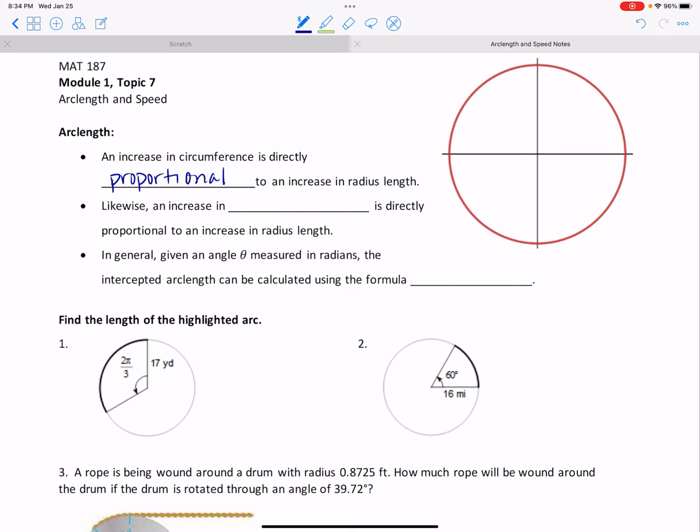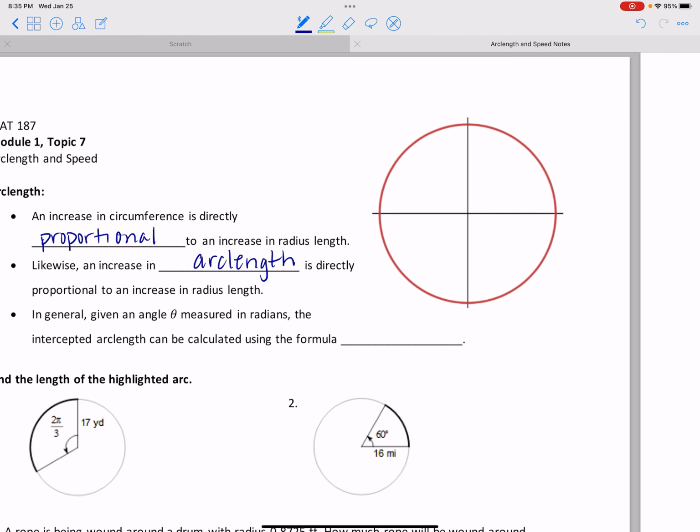If the radius doubles, the circumference doubles. Or if the radius was cut in half, the circumference would be cut in half. So those are directly proportional, directly connected. And likewise, that will be true for radius length and arc length. The arc length, remember, is just another word for that intercepted arc. So those changes are directly proportional. If one doubles, so does the other.